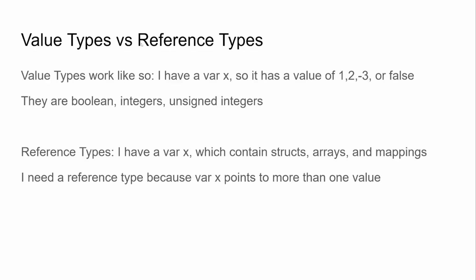Value types versus reference types. This is similar to other programming languages. Value types are if you have a variable and it has a value of 1, 2, -3, then that variable just directly corresponds to that number. If you have a reference type, which could be an array, a struct, or a mapping, then that variable would point to where you can find the rest of that struct, array, or mapping.